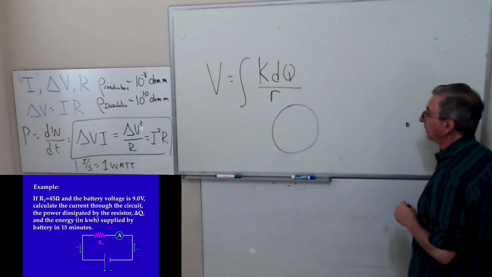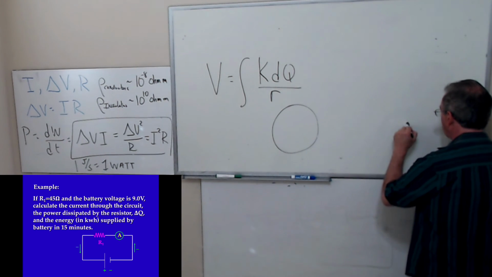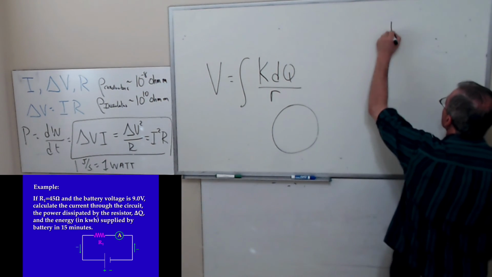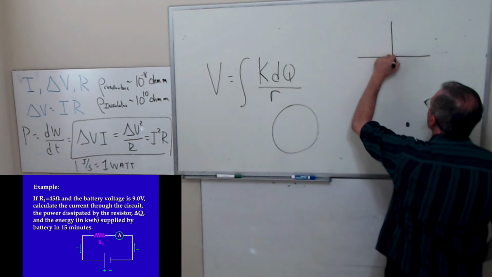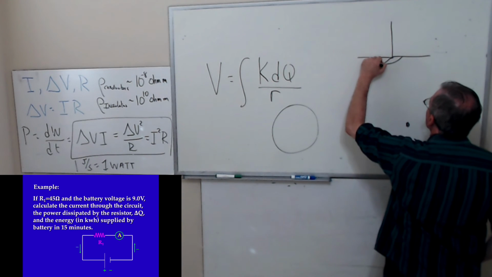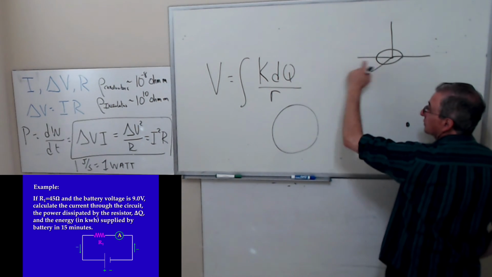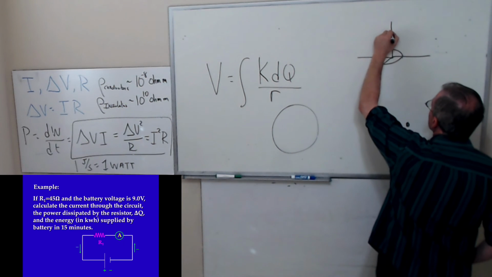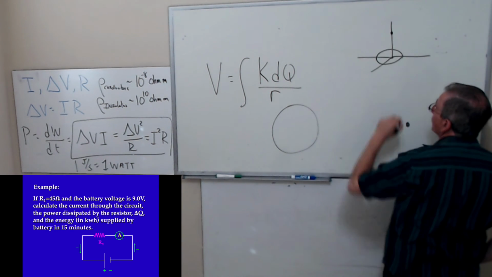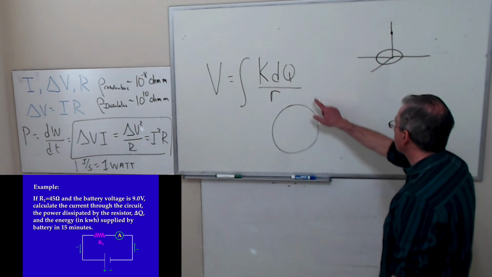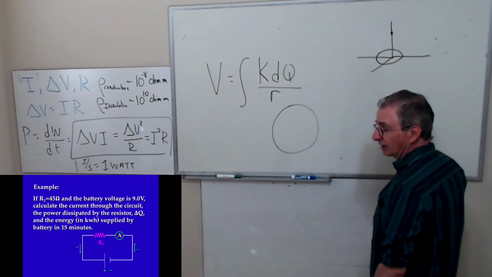You can write your k dQ over R out here. We did a disc in class, I think. You break it up into a bunch of rings and set up your dQ. Your R is basically the distance from here to any one of those rings. If you do the sphere, this method will work if you're outside.